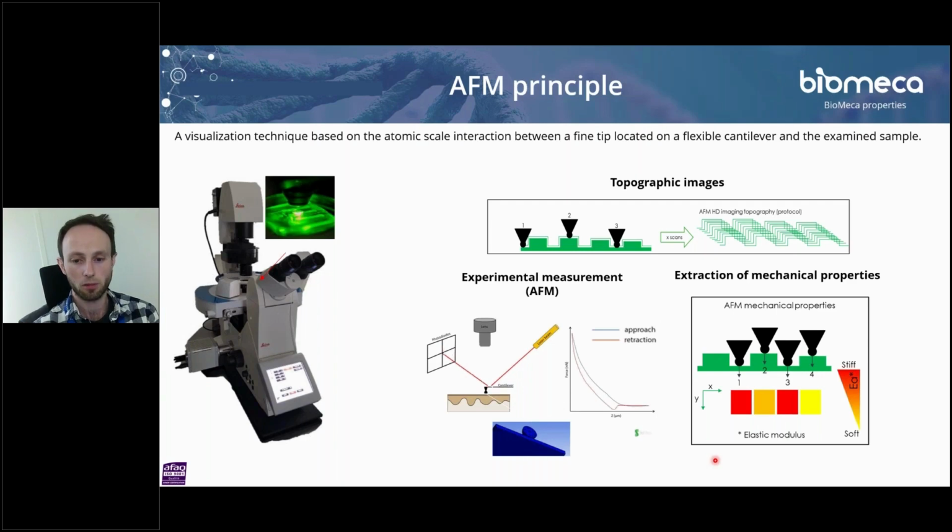and at the end we can extract the general stiffness of the sample, or we are able to generate a stiffness map. This is an animation of the principle of AFM, where we can see that the AFM tip enters in contact in a non-invasive manner with the sample, and this enables, through the generation of force indentation curves, to determine the stiffness of the sample.